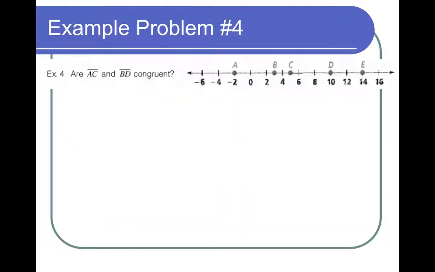All right, so let's do a quick example. Are AC and BD congruent? So Alondra, how big is AC?